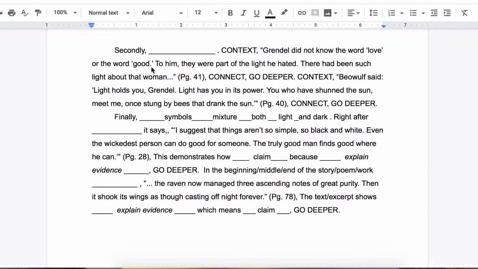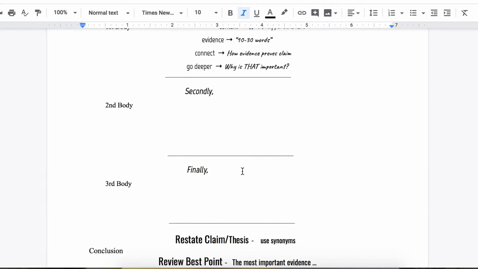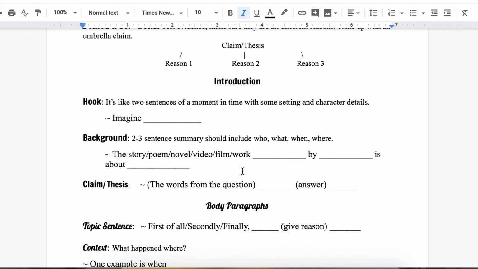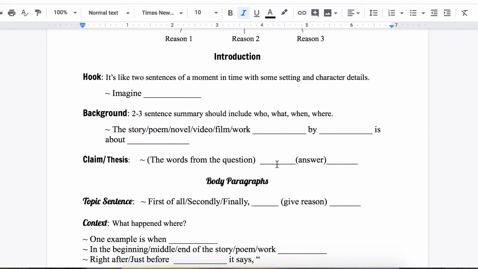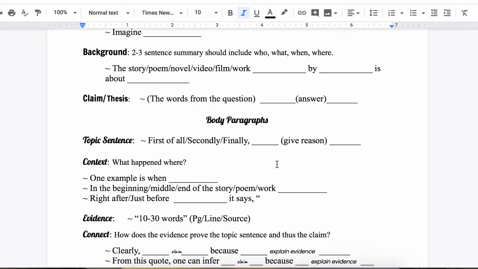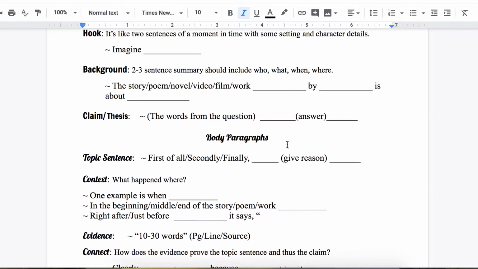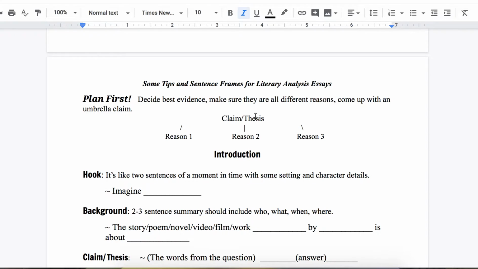So on my second body paragraph, I go and I look, as I always do, at my blue essay structure sheet. And I know my 4 keys to good writing are to use synonyms and sentence variety, so don't always start things with the same words and don't always repeat words. So I go to my topic sentence and I say, okay, this is my second body paragraph, so I can start with secondly. And then I want to give my reason, which proves my claim thesis. So I have to look at my claim thesis.